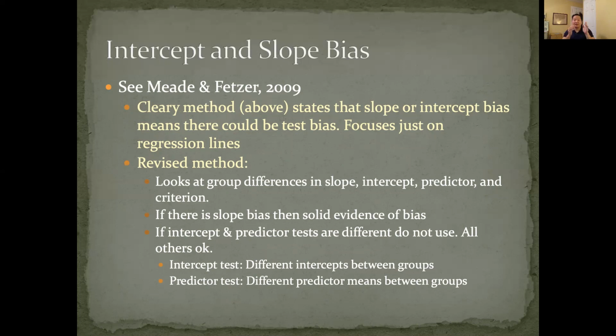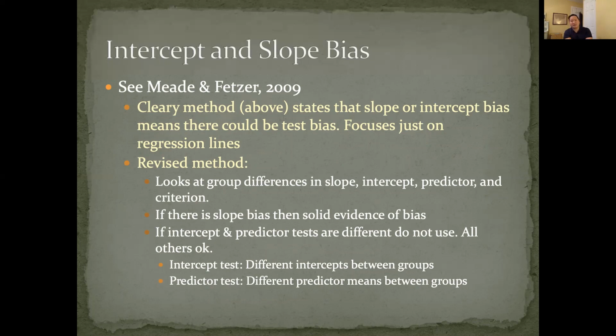They say if there's slope bias, then you have a problem. If there's just intercept bias, that's not enough evidence to say you definitely have a problem. And if the intercept and predictor tests are different, don't use it. The intercept test is different intercepts between groups. The predictor test we haven't talked about before, but this is just looking at different means between groups.